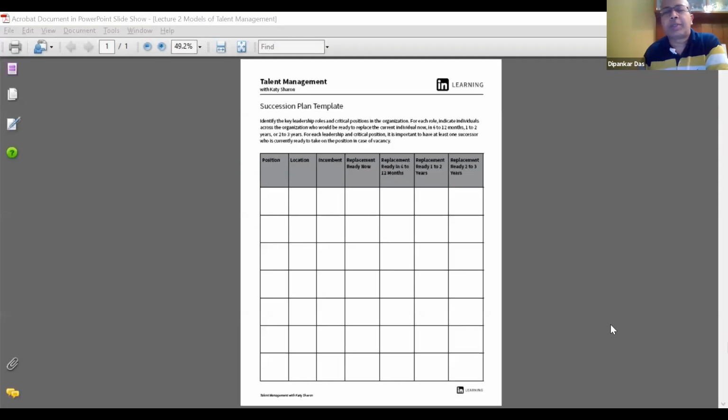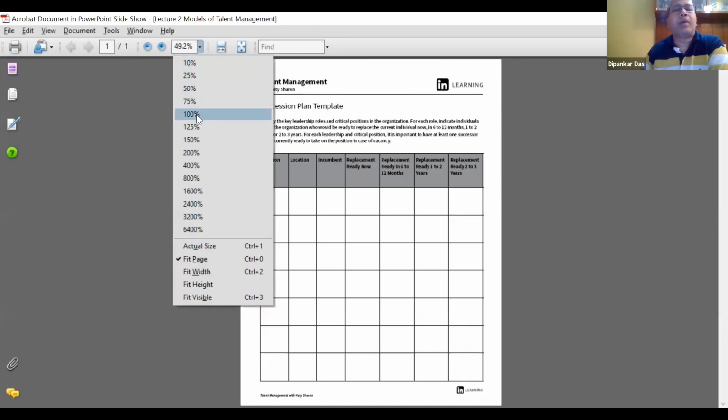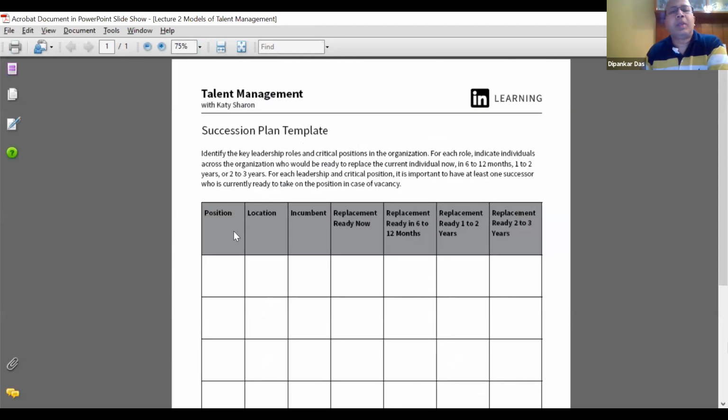another tool, which is the succession planning template. Here you can see this is just a template, and you can change it whichever way you like. But the point is to note what is being covered. Here is the position, location, the name of the person, replacement ready now. Is there a replacement ready, or is the replacement going to be ready in 6 to 12 months, 1 to 2 years, 2 to 3 years?